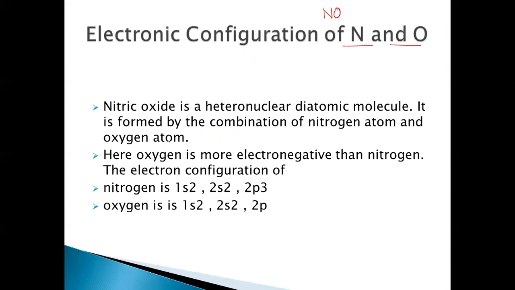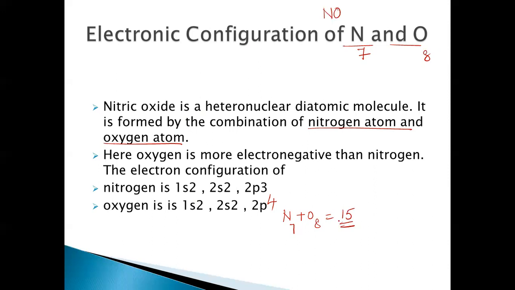which is formed by the combination of two atoms, that is nitrogen atom and oxygen atom. Here, for nitrogen and oxygen, the atomic numbers are 7 and 8. So the configurations are 1s2, 2s2, 2p3, and 1s2, 2s2, 2p4. Right. These are the electronic configurations of nitrogen and oxygen in the formation of nitric oxide, that is NO here. And the total atomic number of nitric oxide is 7 plus 8, 15 here.